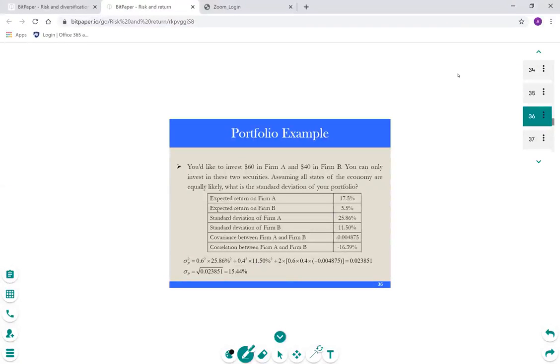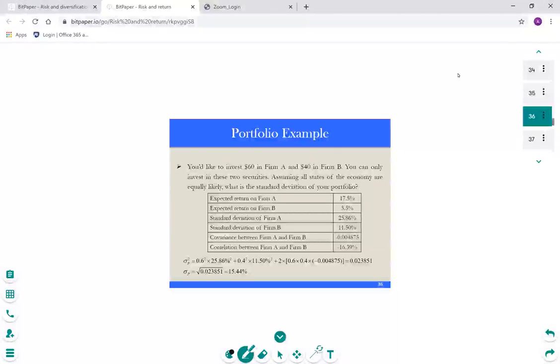So let's use an example to demonstrate the diversification effect. Let's say we're going to invest $60 in firm A, $40 in firm B. So we have a $100 portfolio that we're splitting up between A and B. We have some expected return for A. We have some expected return for B. Those are given here. We have some individual standard deviations for A and B. Those are given in rows 3 and 4. We have the covariance between A and B. And then we have the correlation, and that can be computed just as we had done on the previous slide.